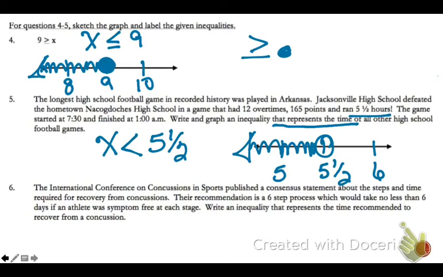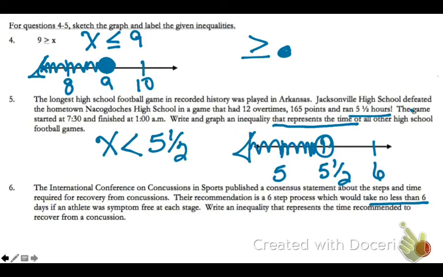The International Conference on Concussion in Sports published a consensus statement about the steps and time required for recovery from concussions. Their recommendation is a 6-step process, which would take no less than, I'm going to underline that, 6 days if an athlete was symptom-free at each stage. Write an inequality that represents the time to recover from a concussion.